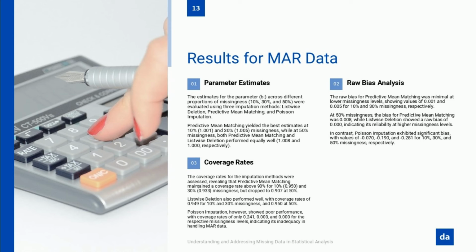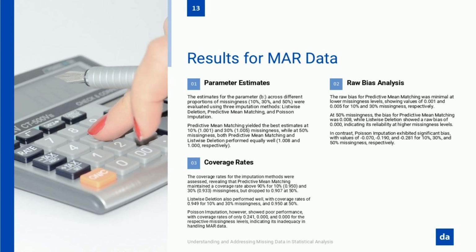Gold medal, PMM, delivered top-notch results with parameter estimates close to the true value at 10%, 1.001, and 30% missingness, 1.005. At 50%, PMM still performed admirably, 1.08, a solid performance with only minor wobbles. Silver medal. Listwise deletion was neck and neck with PMM at 10%, 1.01, and 30%, 1.03, but kept it slightly too safe at 50%, 1.000. Think of it as that overcautious friend who sticks to the speed limit on an empty highway.